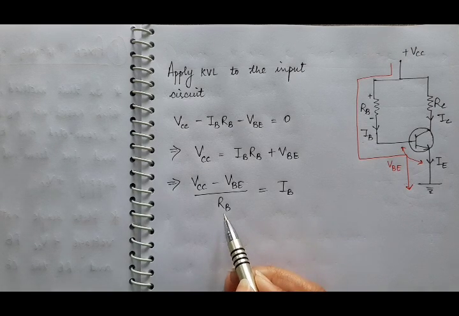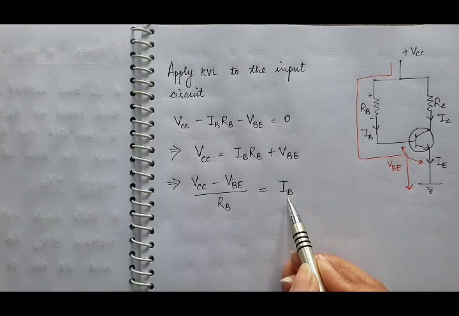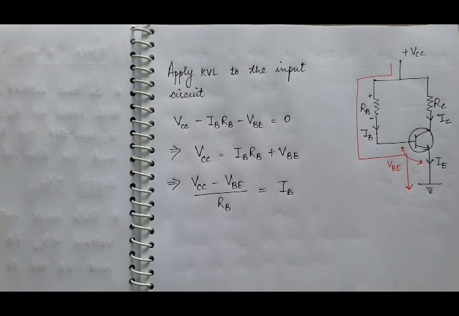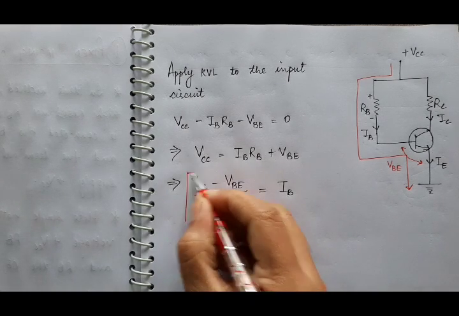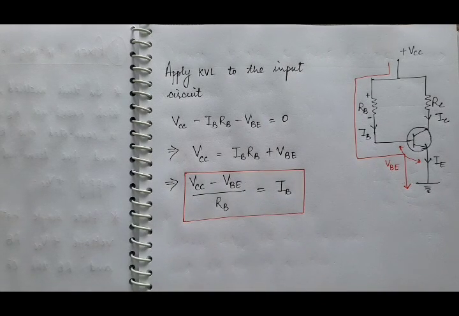The value of RB is chosen high to keep the value of this base current small. If base current is small, then the beta IB factor will be small. So the value of IC will be small, and because of that the operating point approximately lies in the middle of the load line. So from this expression you can find the value of base current in any numerical.